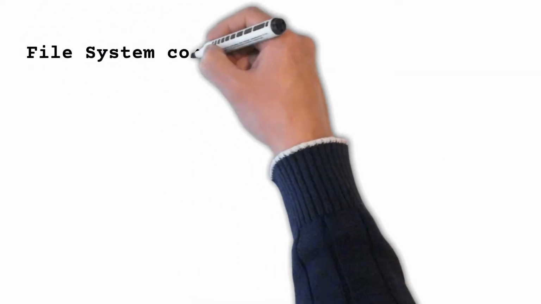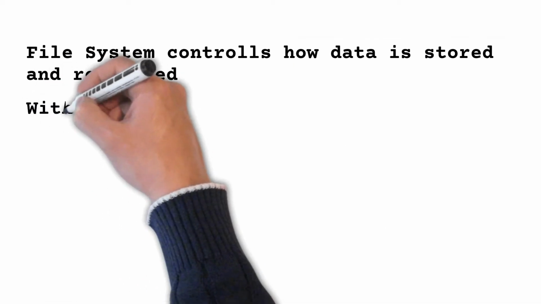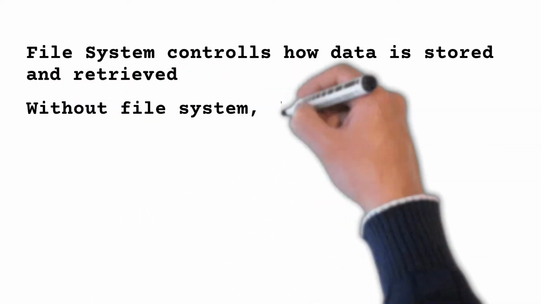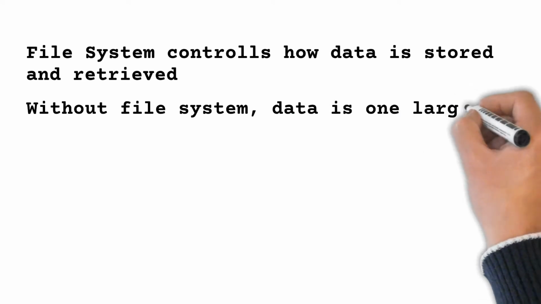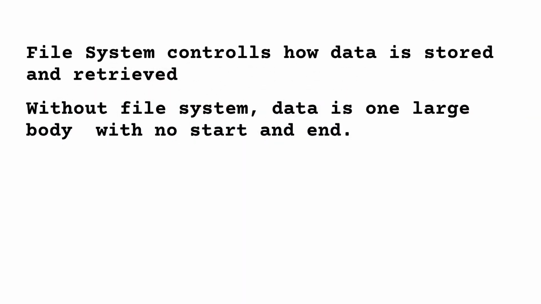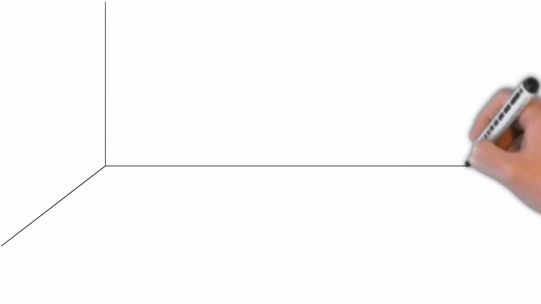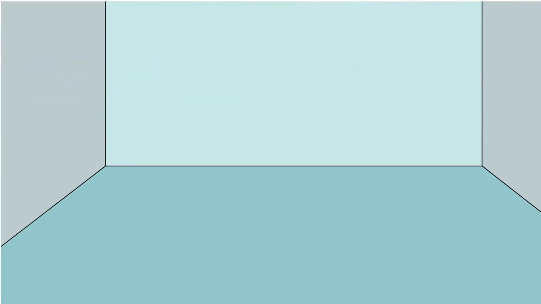In computing, a file system controls how data is stored and retrieved. Without a file system, data placed in a storage device would be considered a large body of data with no possibility to tell where it starts and ends. Let's walk through a visible file system around us.